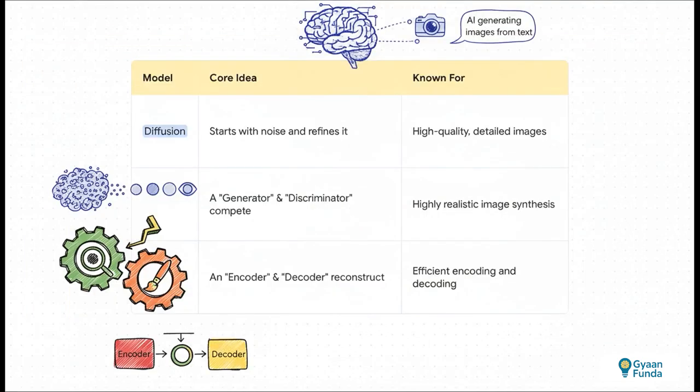So let's just quickly run through these main types. You've got the diffusion models we talked about, the ones that start with noise and are known for those super high-quality detailed images. Then you have the GANs, with that forger versus critic competition, which are famous for creating hyper-realistic pictures. And finally, there are VAEs. Think of these as being really good at compressing an image down to its essential data. That's the encoder part, and then perfectly rebuilding it with a decoder. They all get you to a similar place, just through different routes.